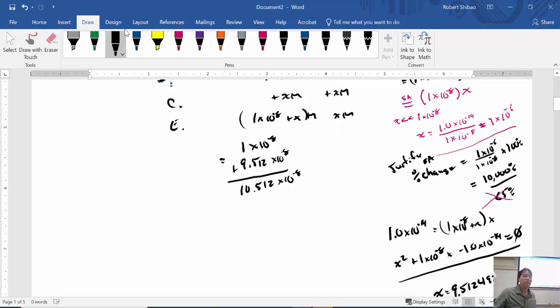So, before we get to that, though, let's calculate the K based on our equilibrium concentrations here.